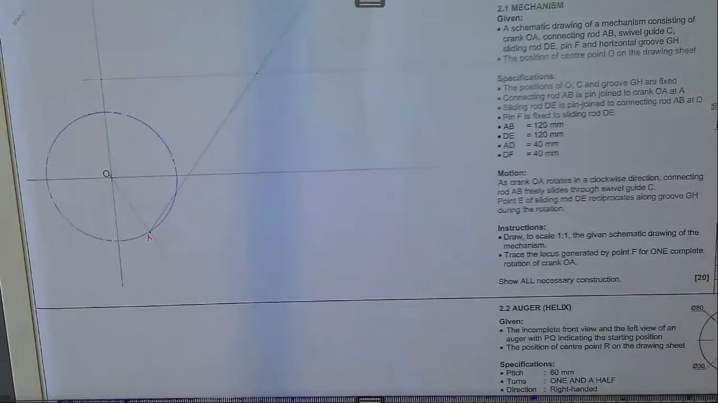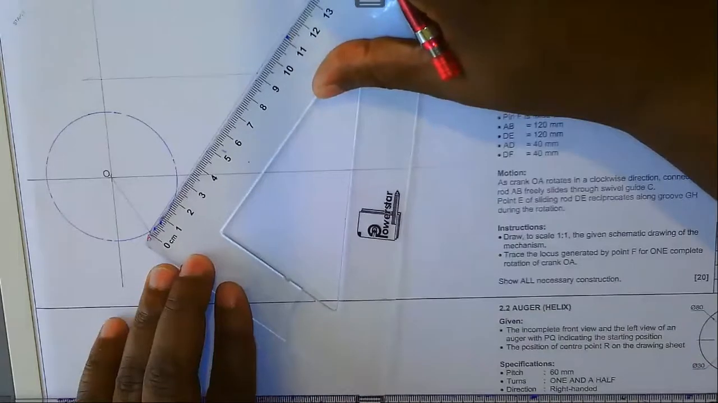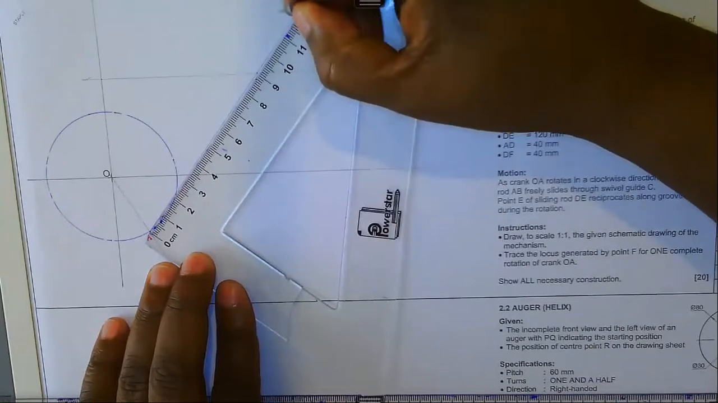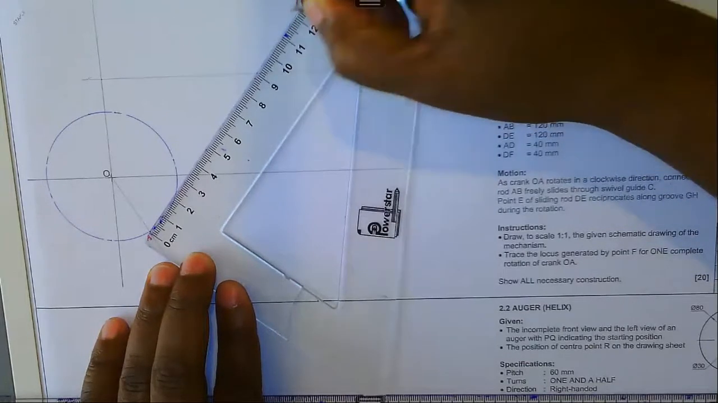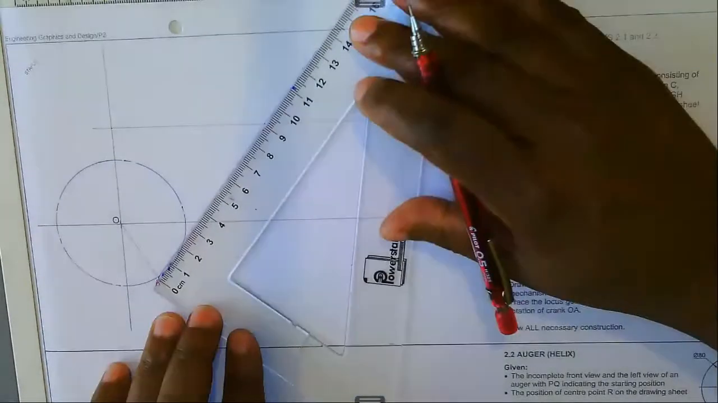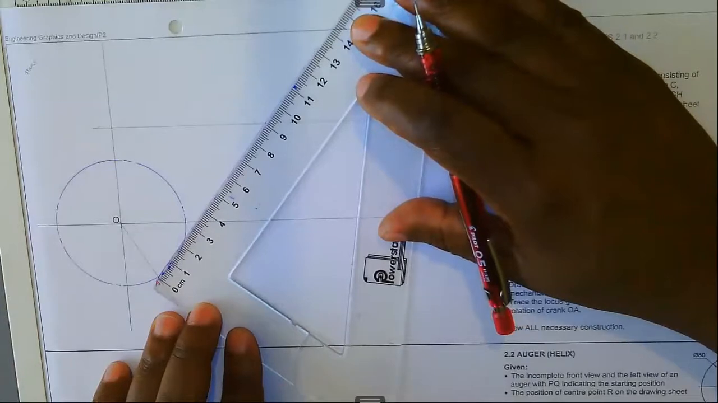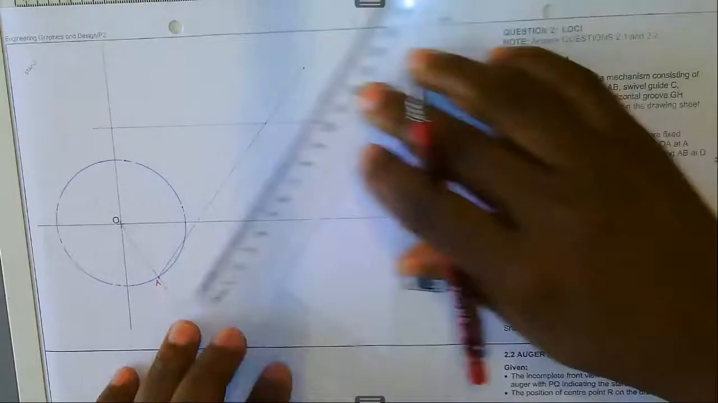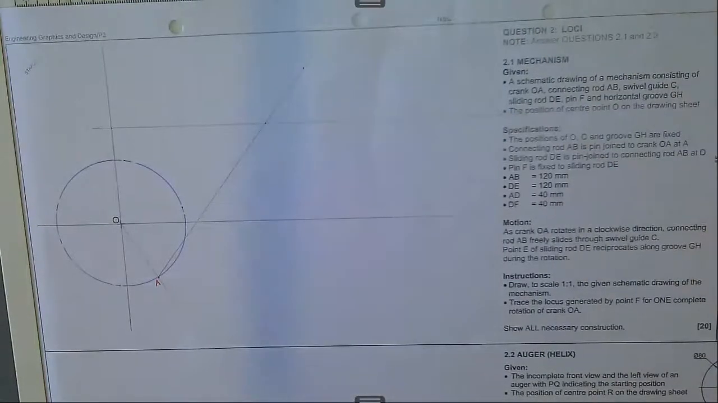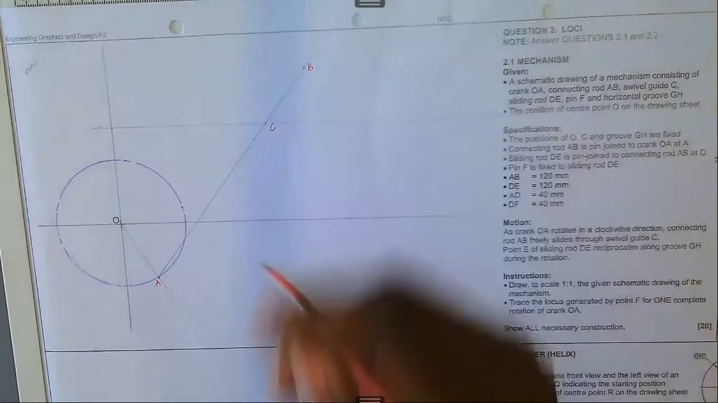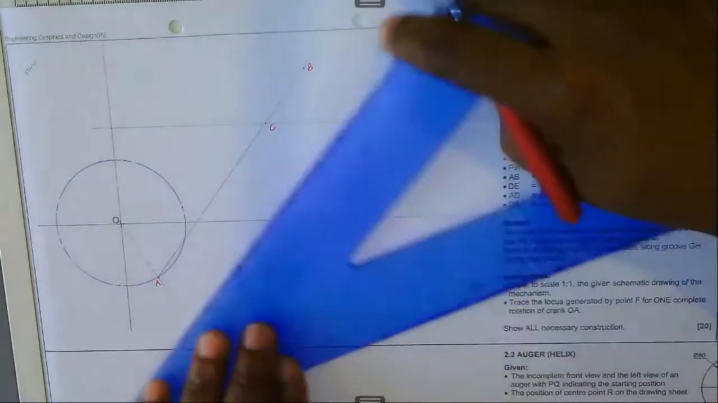Right, we measure AB, which is equal to 120. That's 120, that's point B. So we have got point B, right? We have got point C, like that. We can now outline this.